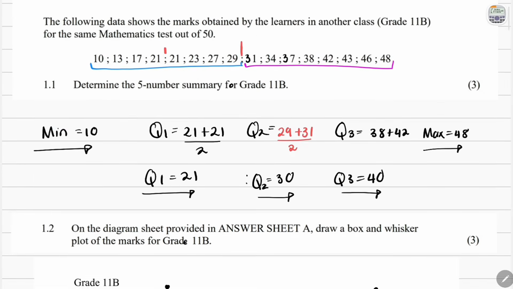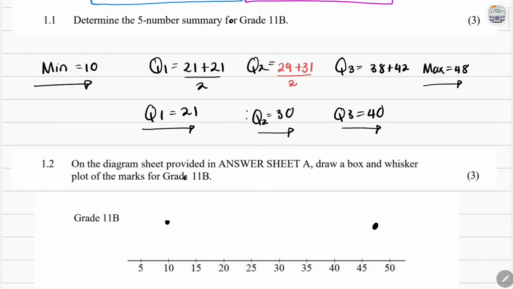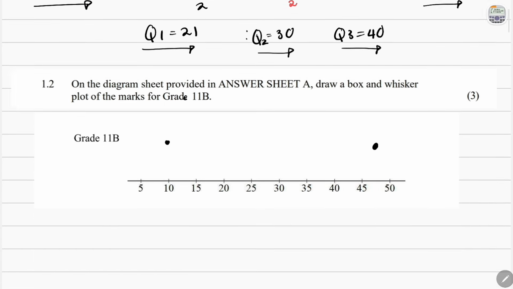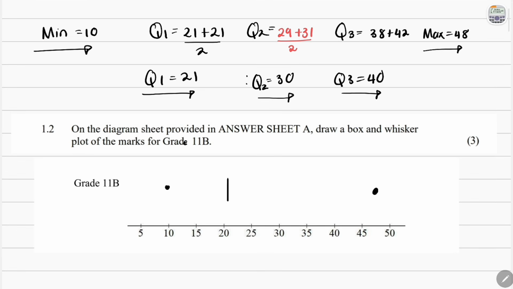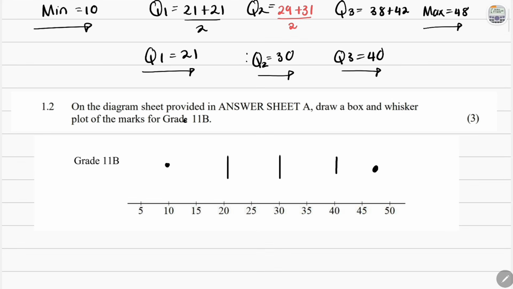And then we're going to put down our quartiles. So our first quartile is marked at 21. So we'll go to 21 and then a line down here. And then the second one is marked at 30. At 30, put a line down. And then Q3 is 40. So at 40, put a line down.